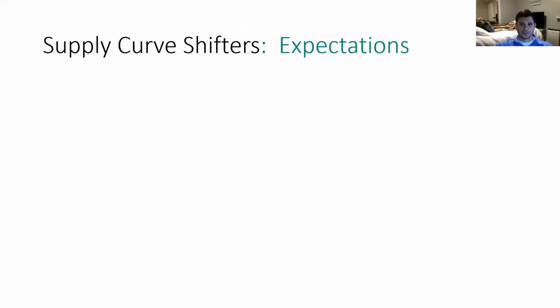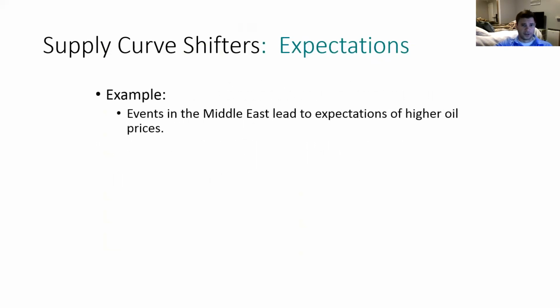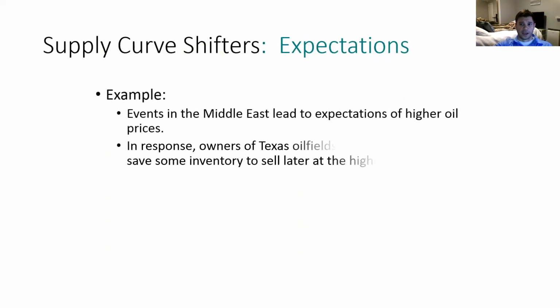Last but not least, we have expectations. If sellers expect prices to go up, for example, maybe some tumultuous event in the Middle East leads to expectations of higher oil prices, in response, sellers of oil now have an incentive to hold off and wait for those higher prices. Because we're waiting for the higher prices in the future, we reduce our supply today, meaning we would see a leftward shift in today's supply of oil.